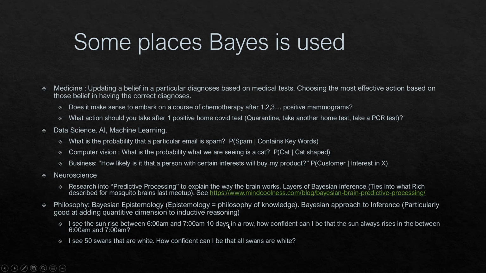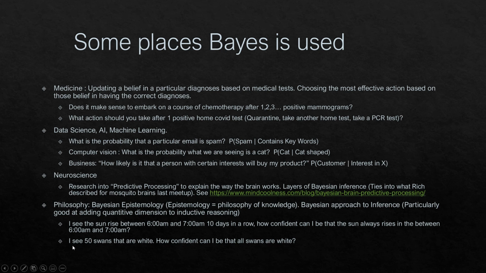So the kind of questions you may approach with this: you see the sun rise between 6 a.m. and 7 a.m. 10 days in a row. The question is, how confident can you be that the sun always rises between 6 a.m. and 7 a.m.? Using Bayes theorem allows you to actually quantify that. Instead of just saying yes or no, you're confident, or yes or no, you believe that the sun rises between those times every time, you can have a confidence level for that based on the Bayes theorem.